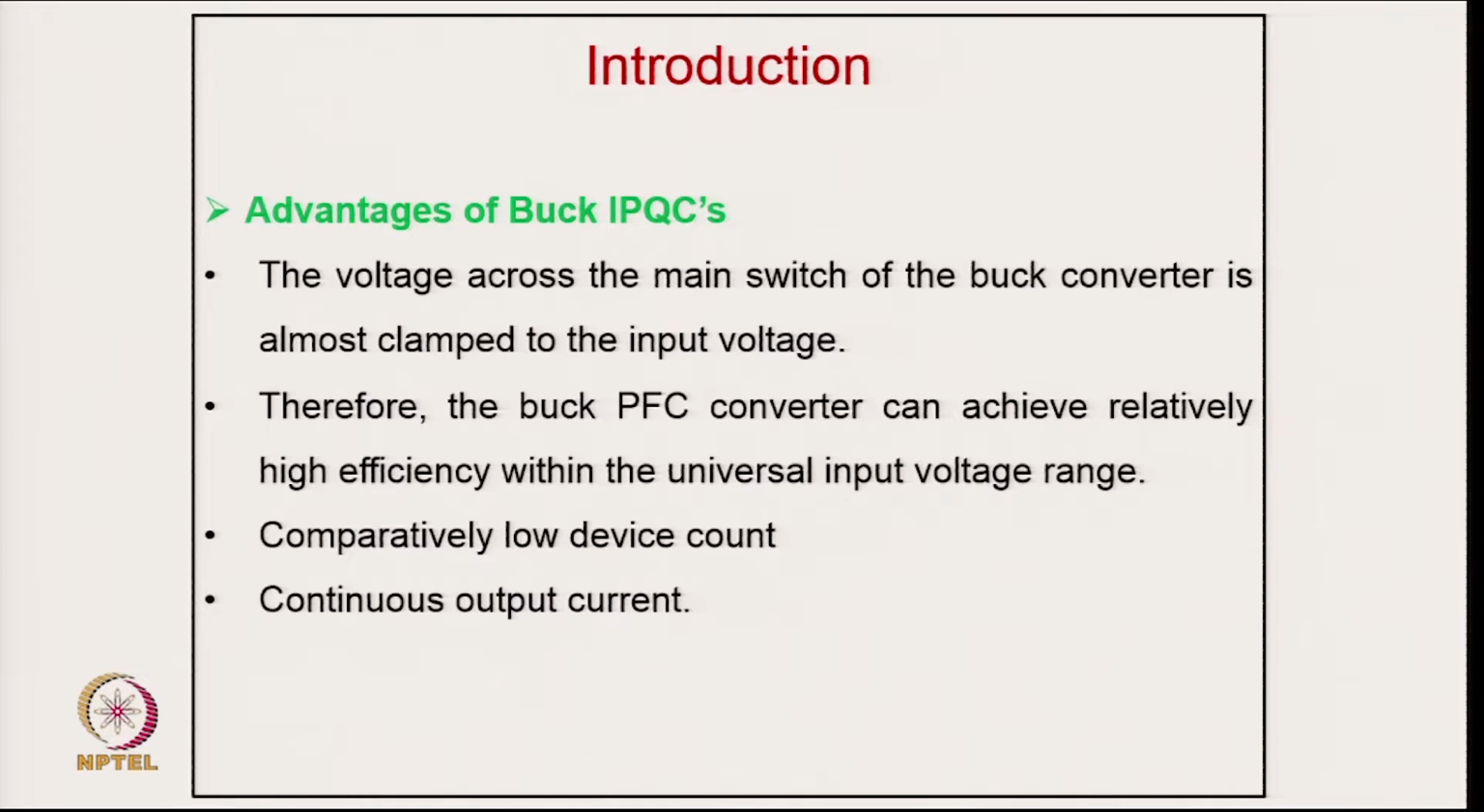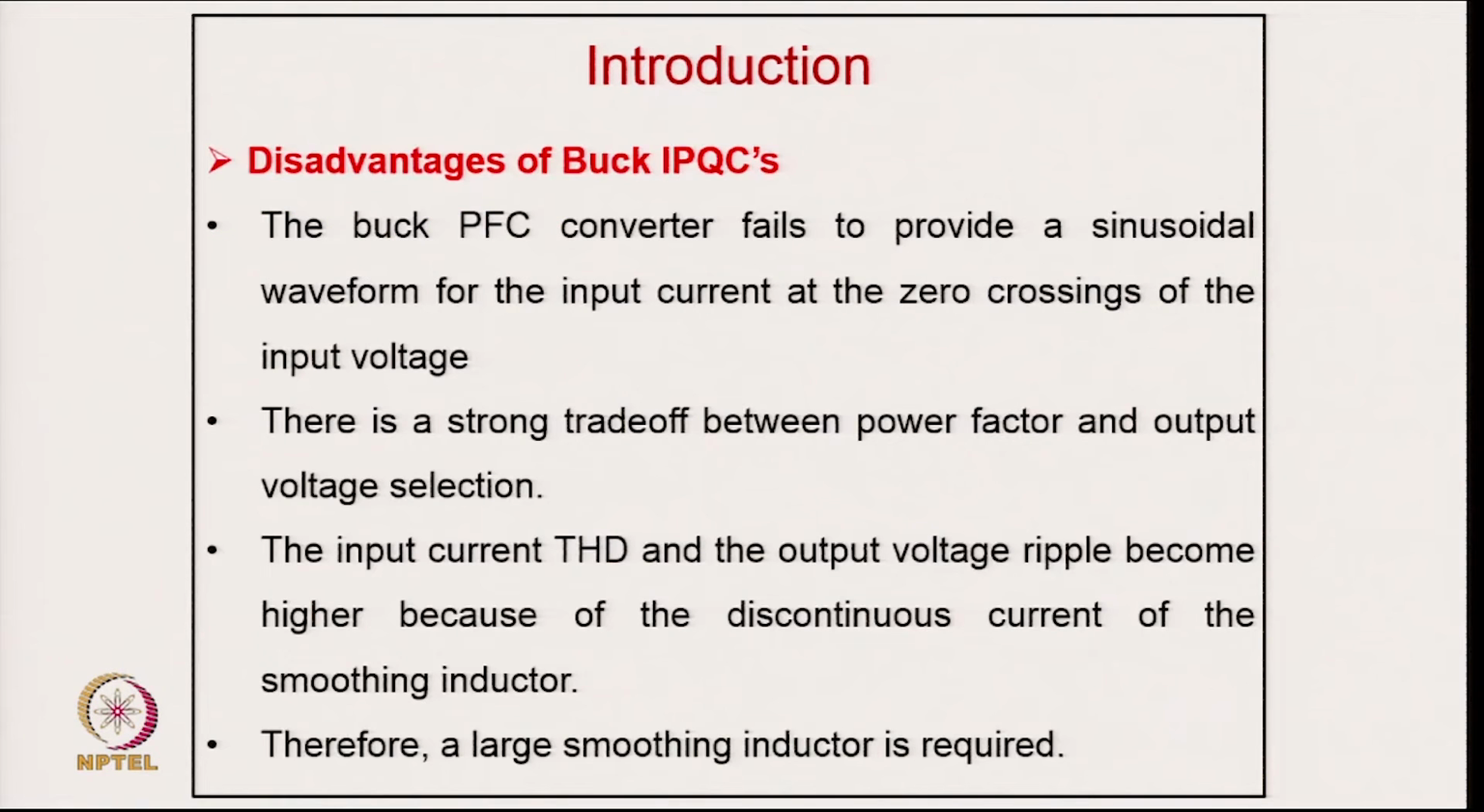The advantage of this buck improved power quality converter is that the voltage across the main switch of the buck converter is almost clamped to the input voltage, that is, the higher voltage in the circuit. Therefore, the buck power factor correction converter can achieve relatively high efficiency with the universal input voltage range. It provides a comparatively low device count, and it has continuous output current.